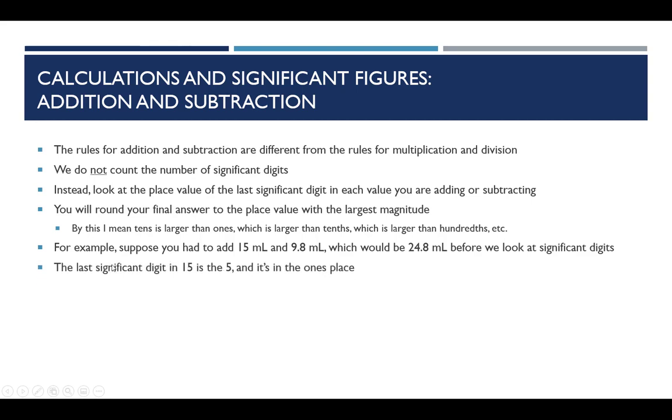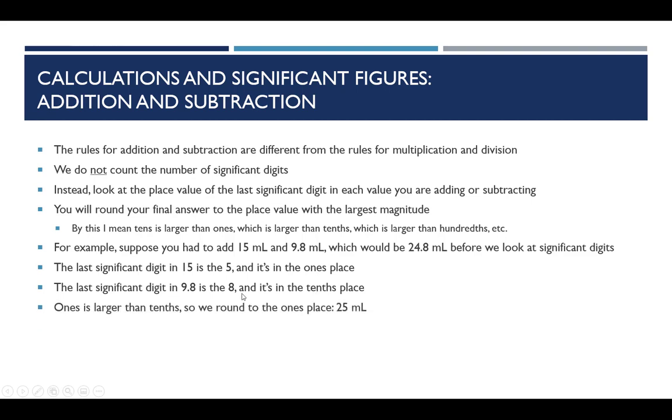So look at the last significant digit in 15. It's the 5, and the 5 is in the ones place. In 9.8, the 8 is the last significant digit, and it's in the tenths place. So which of these has larger magnitude? In other words, which one of these is more to the left, the ones place or the tenths place? Well, it would be the ones place. So you would round to the ones place.